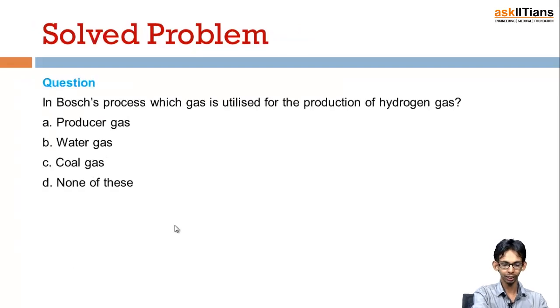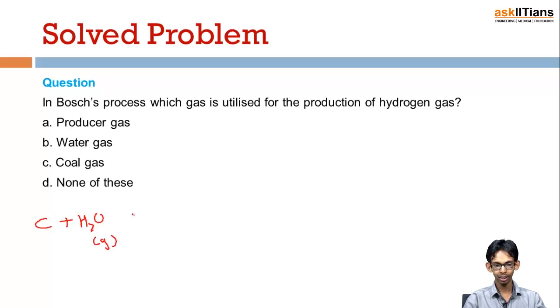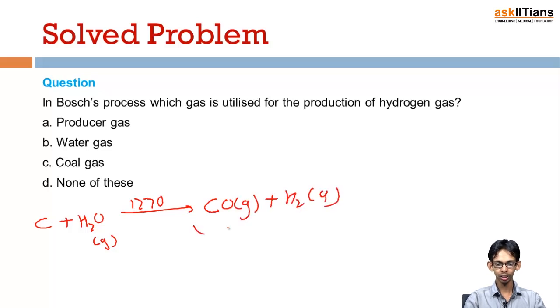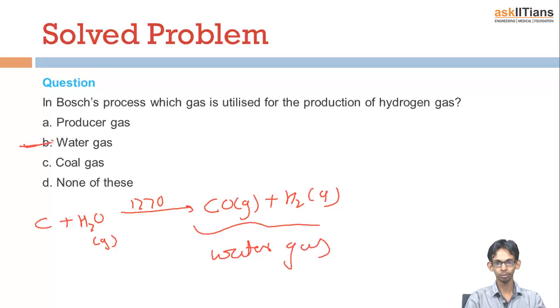Now there is a question: in the Bosch process, which gas is utilized for preparation of hydrogen gas? The first step is that carbon is treated with steam at very high temperature, like 1270 Kelvin, and we get a mixture of carbon monoxide and hydrogen gas, and this is known as water gas. So the correct option is water gas, B.